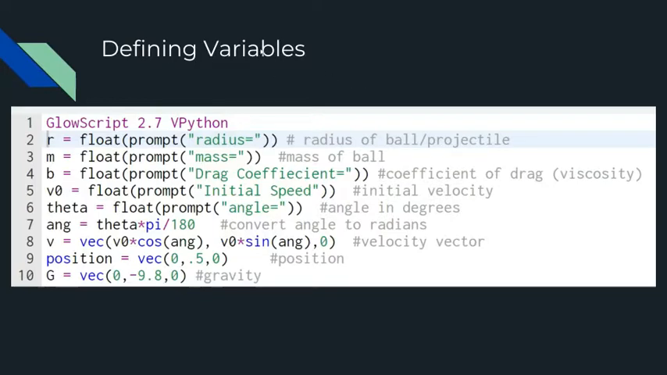Defining variables in our code for projectile motion with drag. It's very similar to the code we used earlier for projectile motion without drag. In fact, it's the exact same. It's just later on in the code we will be using this defined variable b for the drag coefficient in order to calculate the drag force due to Stokes' law.